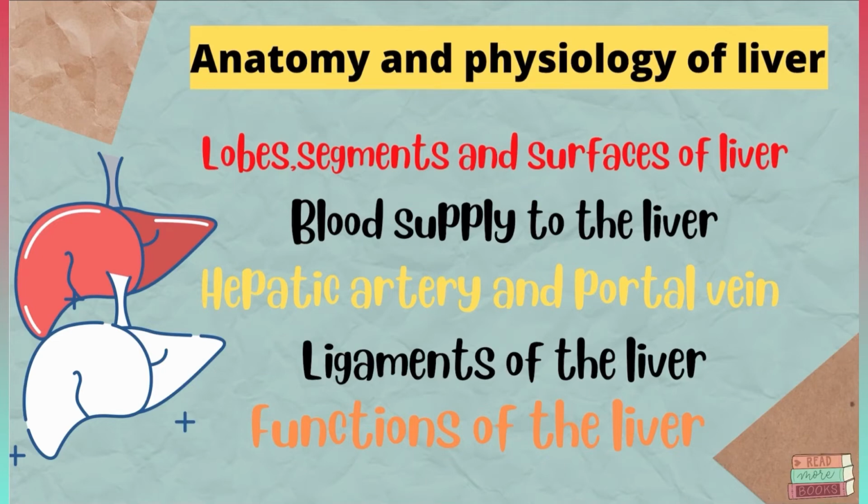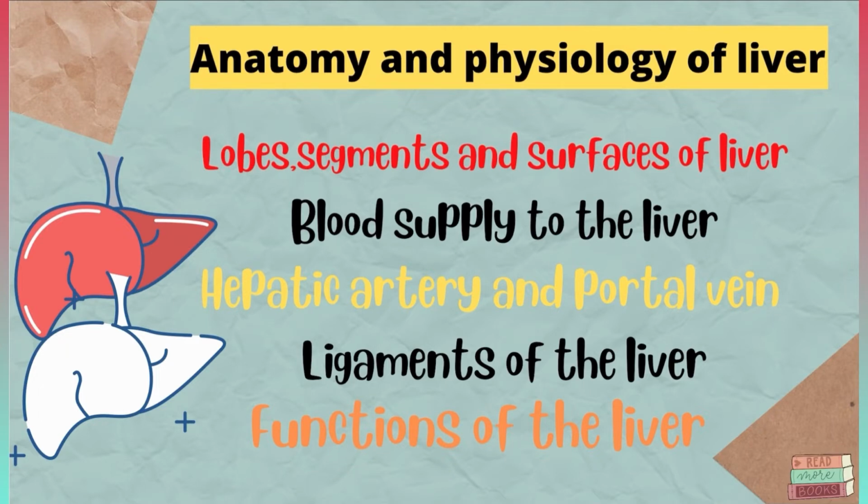Hello medicos. Today I will discuss the anatomy and physiology of the liver. First of all, I will discuss the lobes, segments and surfaces of the liver. Like you all know, four lobes are present: the right lobe, the left lobe, the caudate lobe and the quadrate lobe.